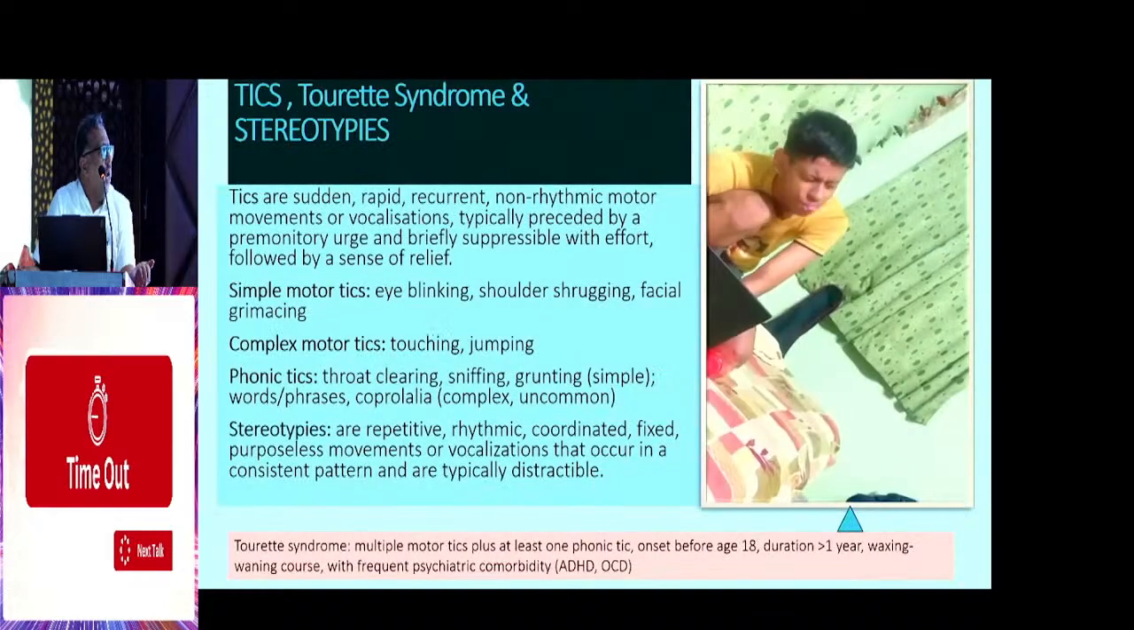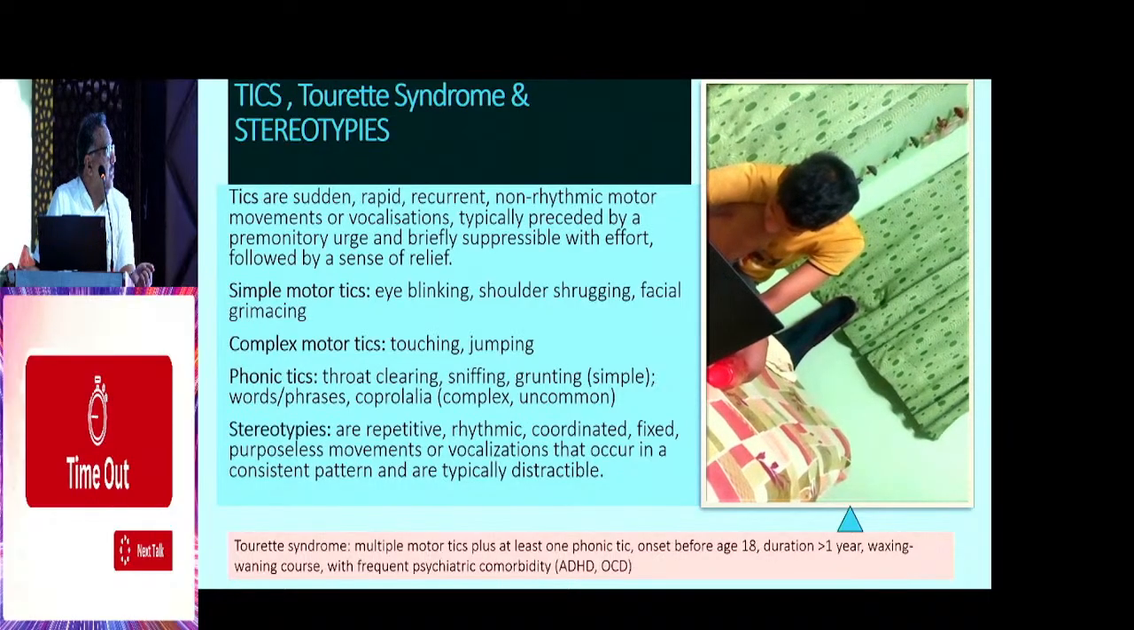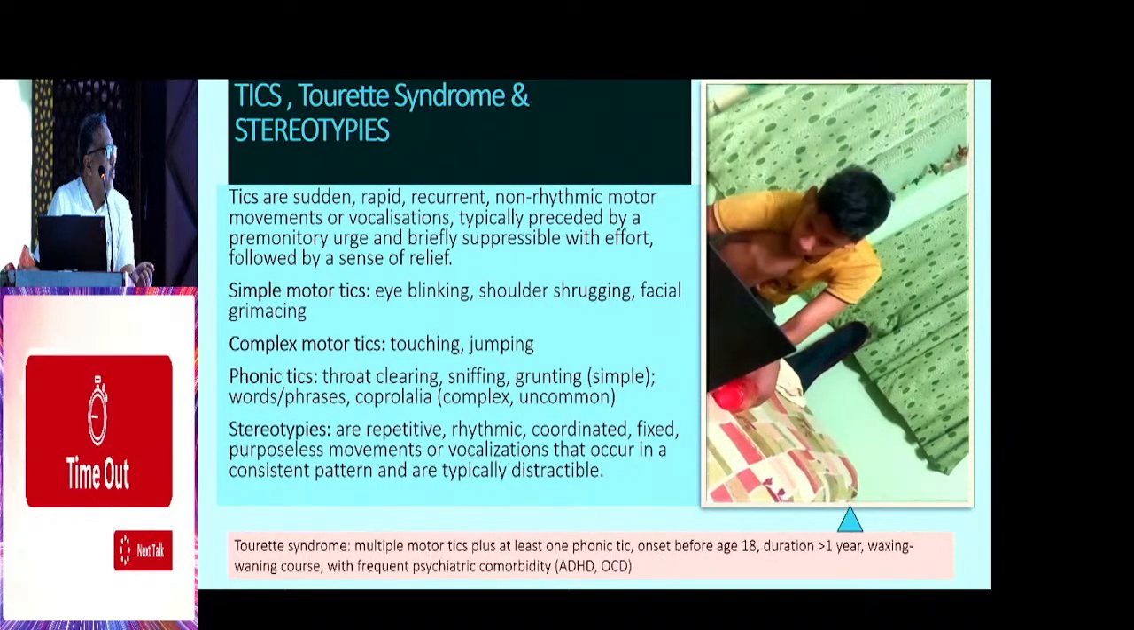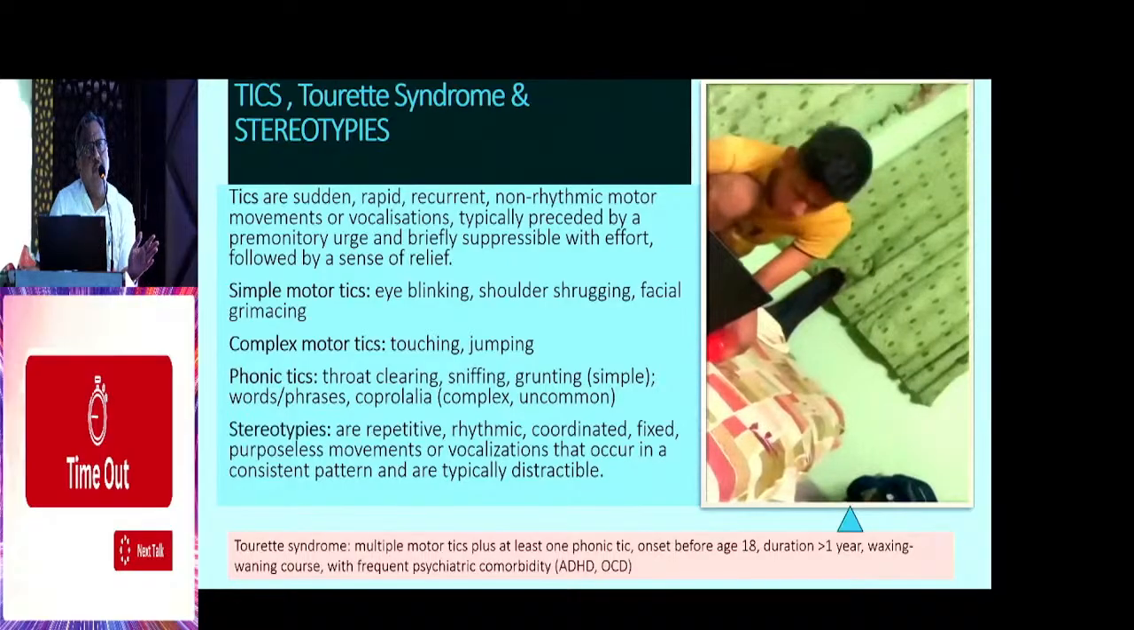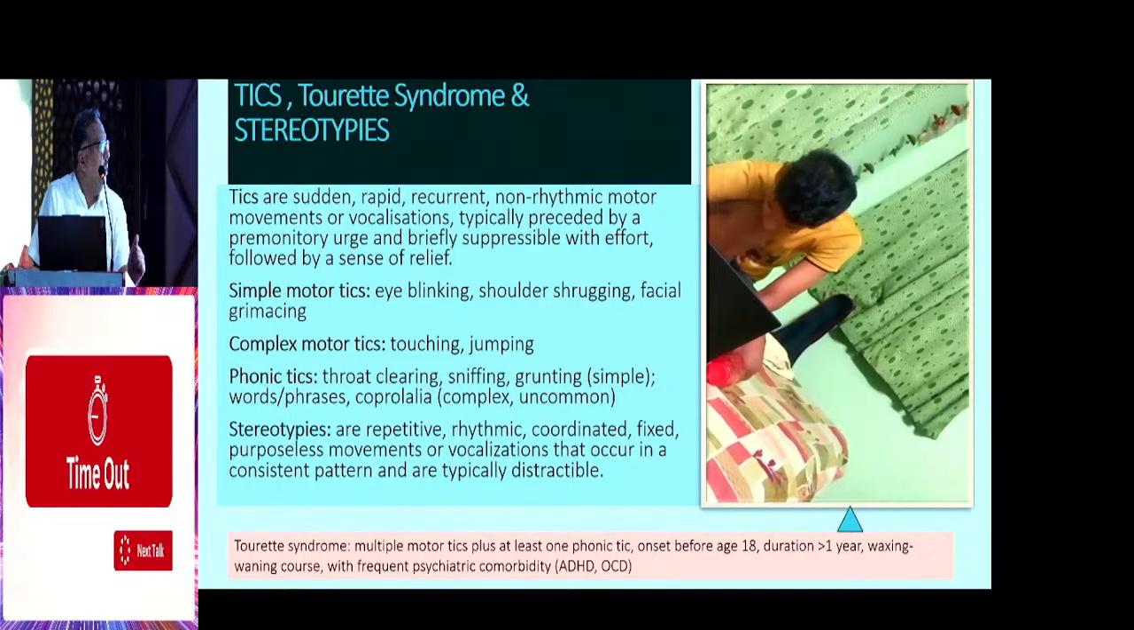So this is another hyperkinetic disorder. You can see tics, Tourette syndrome or stereotypy. Usually it is common. Stereotypy is persistent, tics are intermittent. So that is the difference, tics versus stereotypy.